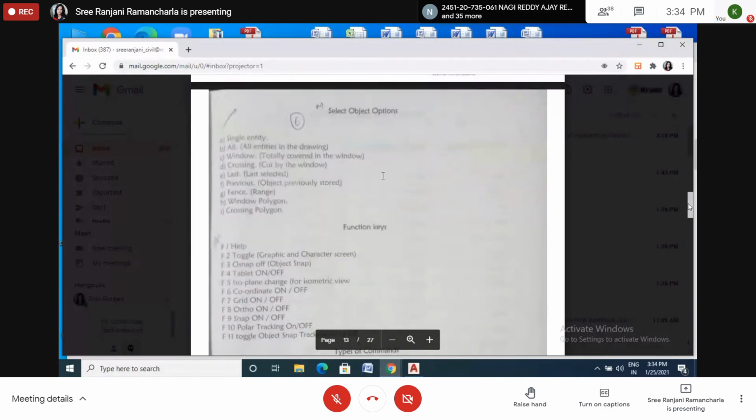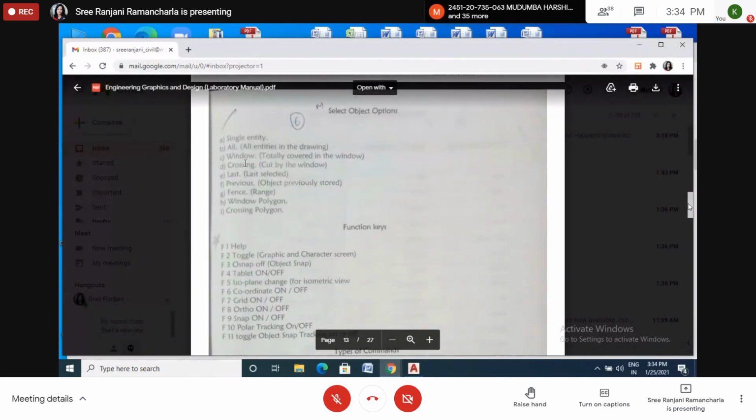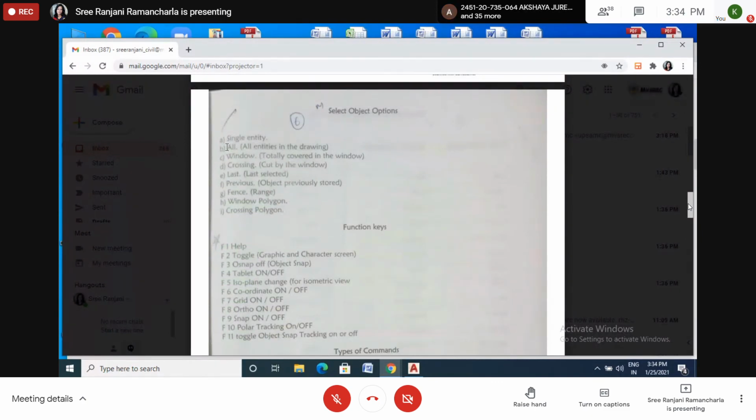And next one, select object options. This one is not required. Don't write this one. Of course, single entity, all entities in the drawing. Windows, now you are seeing how I am doing. I have done the drawings totally covered in the window, right? Crossing, cut by the window.